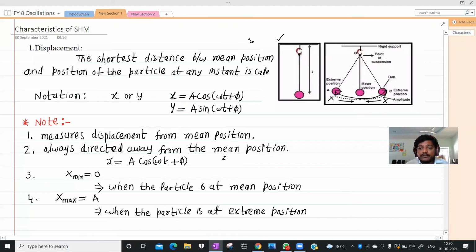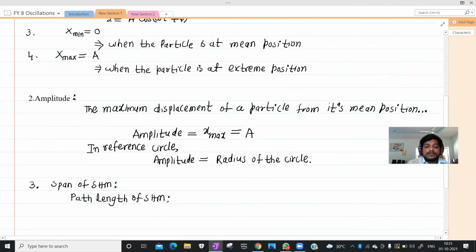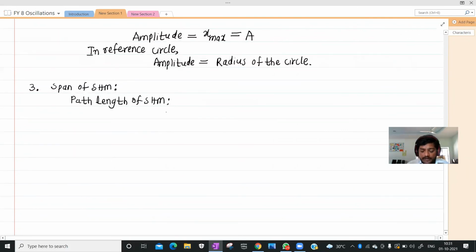What is the span of SHM here in this case? From the mean position to the extreme position, the maximum displacement is capital A. So the span of SHM is equal to 2A. Very good, 2A. Understood?